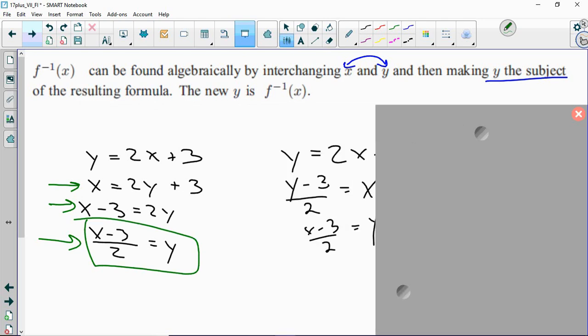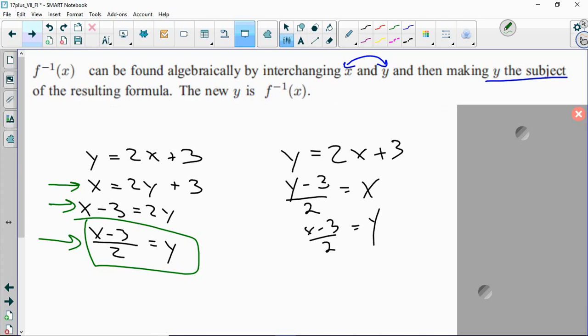However, we could also have started off by getting x alone, so I subtracted 3 and then divided by 2 all in one go, and then I'm going to just switch the position of x and y.